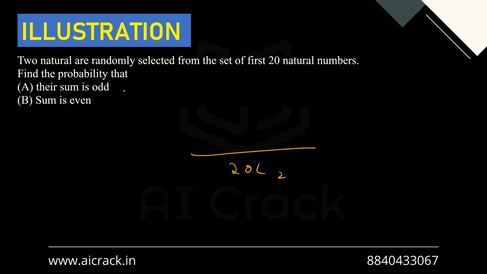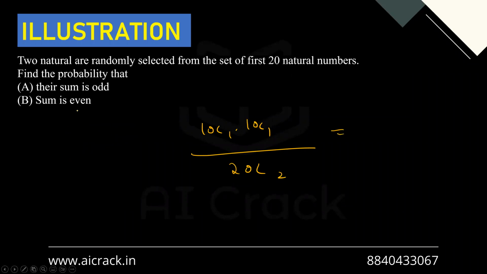And if the sum is odd, the sum can be odd when we select one even number and one odd number. Only then can the sum be odd. In case of odd plus odd, we'll be getting even. In case of even plus even, we'll be getting even. So in case the sum is odd, we have to take this case, even plus odd. There are 10 even numbers and 10 odd numbers in the first 20 natural numbers. So 10C1 times 10C1, choosing one even number and selecting one odd number, right? So this would be my answer for the A part.